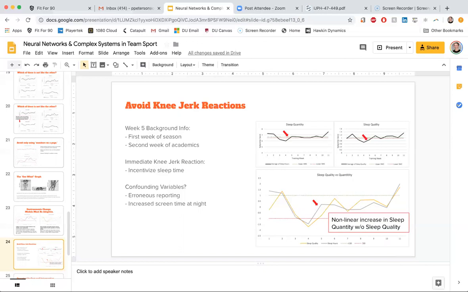And then also compounded on top of that, we had that second week of academics ramp up. You increase your screen time at night, and your sleep quality doesn't follow true with that. So those are some things you have to consider too: what am I doing to change the environment with my team, with my athletes? How are my interventions causing these numbers that I'm seeing? Or is the lack of intervention allowing things to slide?